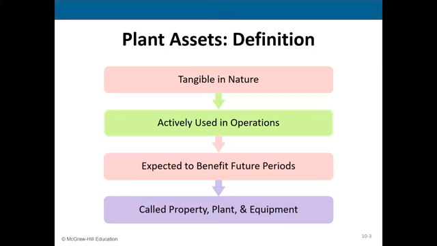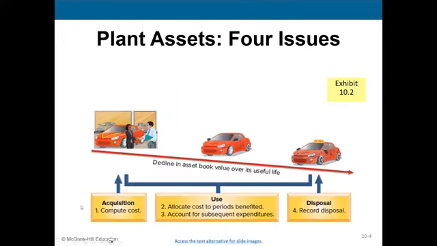That's what this term means, expected to benefit future periods. The fixed assets help the company to generate revenue or sales. And we call these property, plant, and equipment. So that's the definition of what we call plant assets or fixed assets.